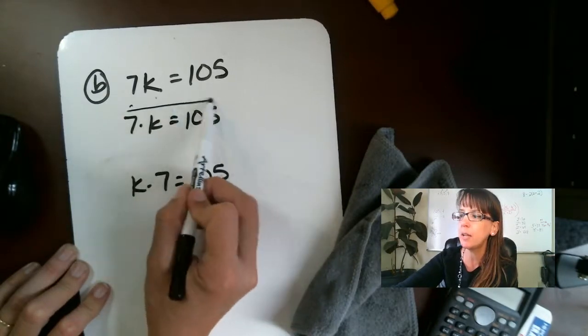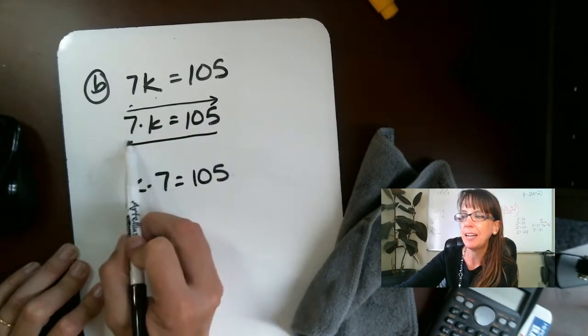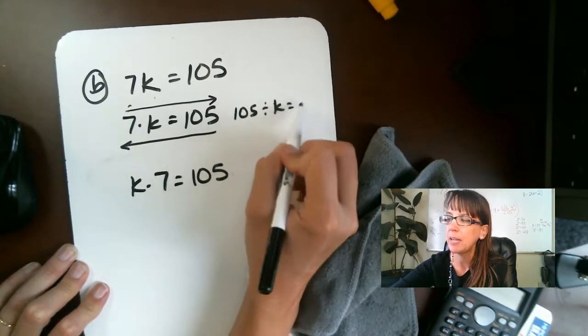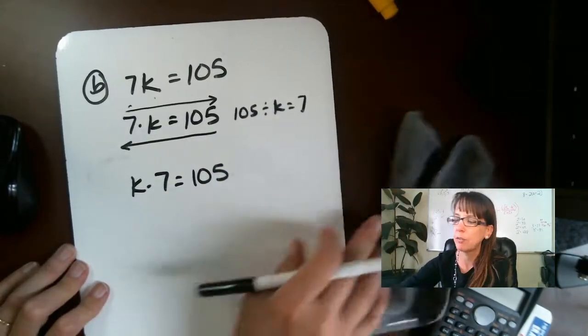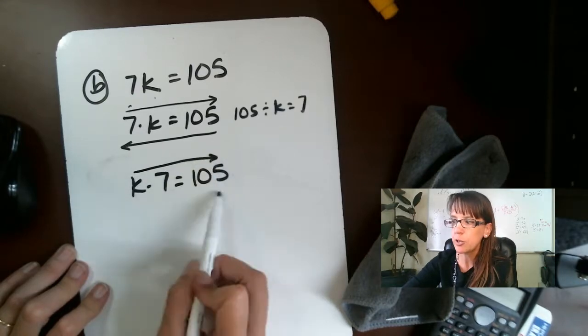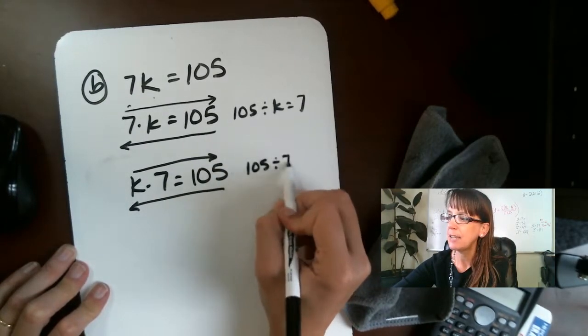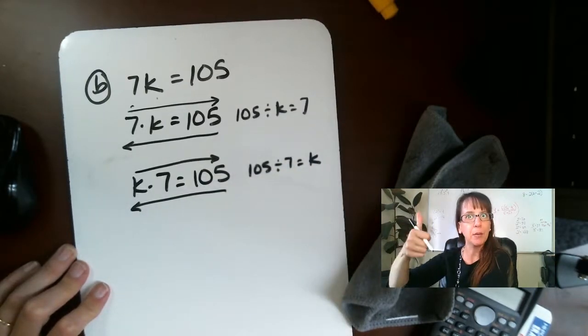So if I multiply in this direction, I can divide in that direction, which gives me 105 divided by k equals 7. Well, that doesn't really help me so far. Multiply in this direction, divide in that direction. So I get 105 divided by 7 equals k. There we go, bingo, that's the one we need.